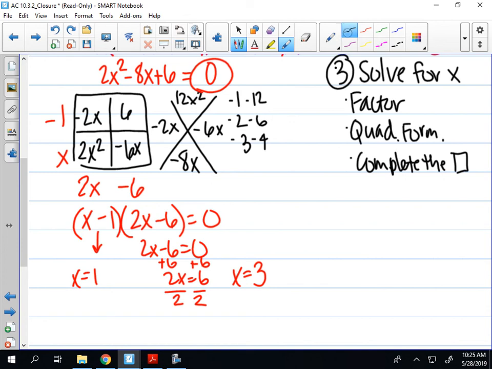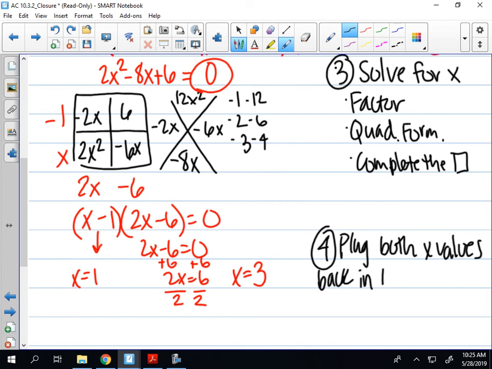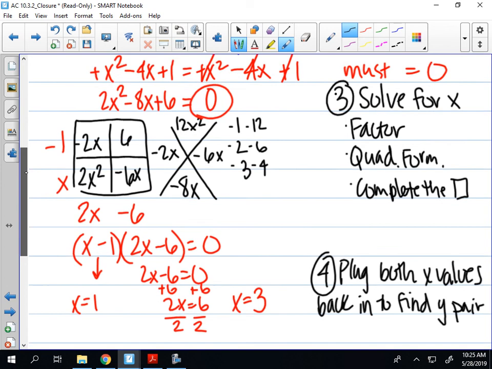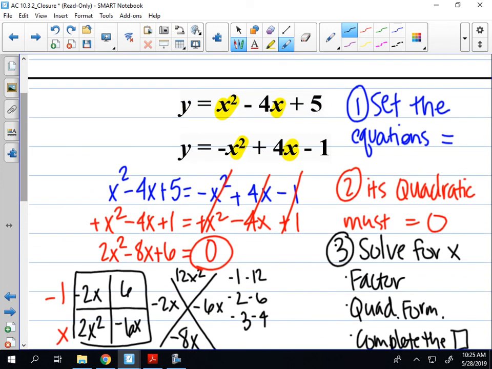To find the y pair that goes with it, I need to plug both x values back in to find the y pair. And it doesn't matter which original equation I choose. So if I go back up to the top, let's choose the first equation. Wherever I see an x, right here and right here, I'm going to plug in 1. And then for another point, I have to plug in 3.